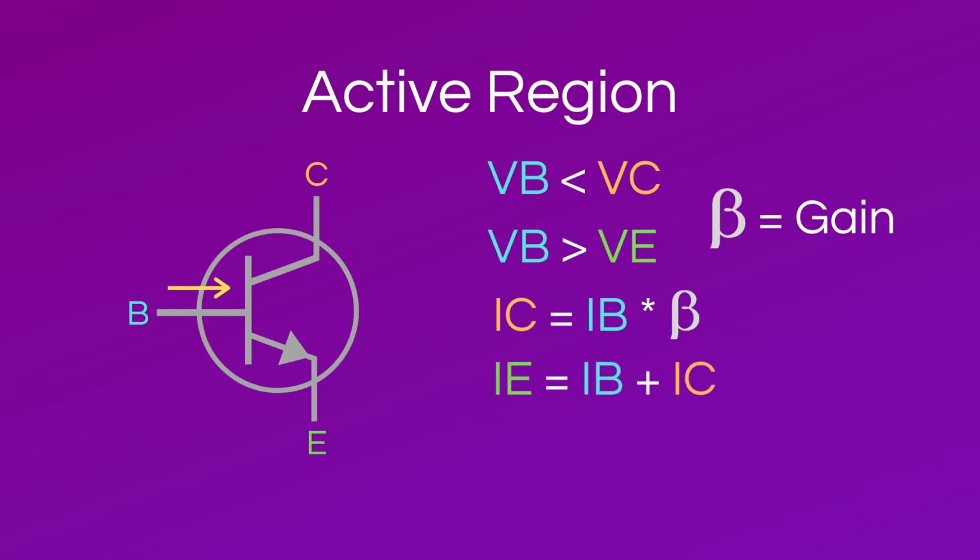The emitter current is equal to the base current plus the collector current. If you don't know the collector current, you can solve for the emitter current by having the base current times (1 + beta). This relationship applies to both NPN and PNP bipolar junction transistors.